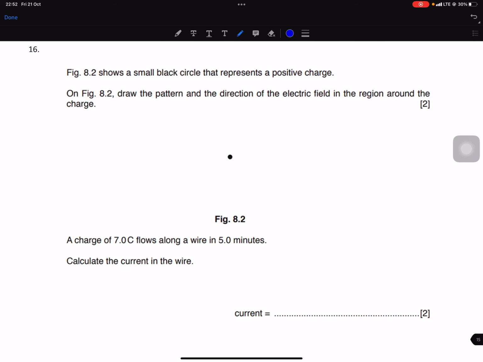Again, the figure shows a small black circle that represents a positive charge. Draw the pattern and direction of electric field. So the electric field would be outwards, like this, like that, like this, like that.